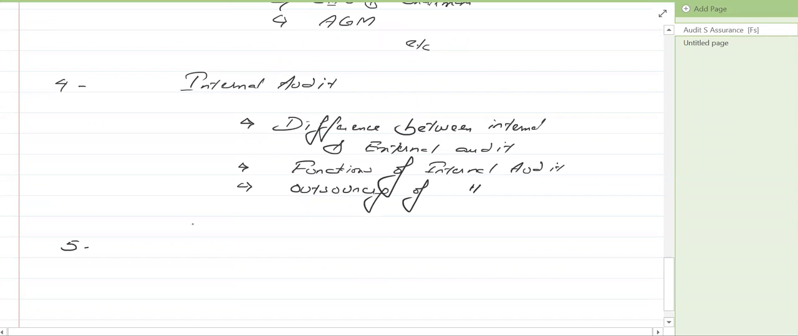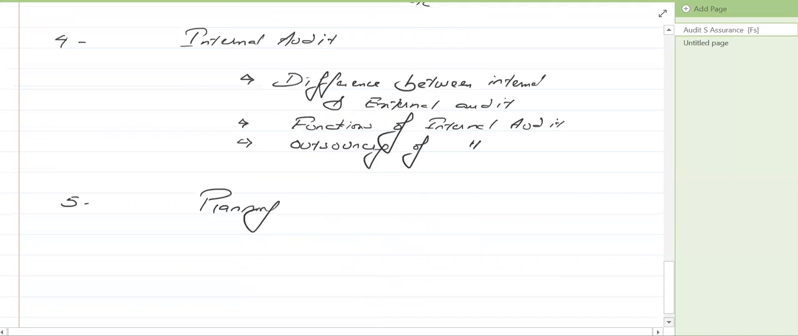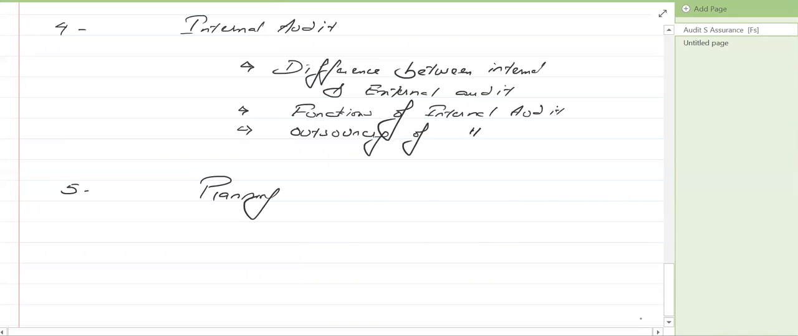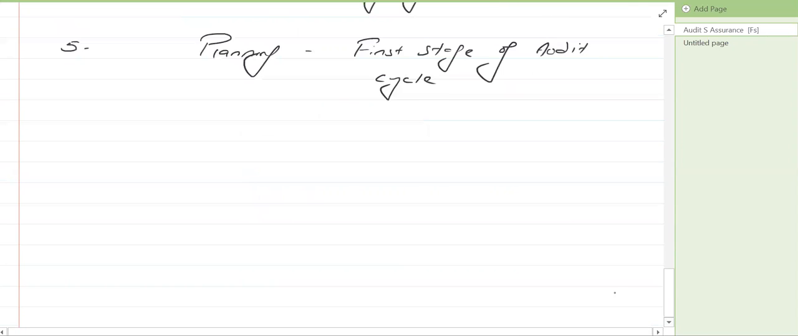The fifth chapter we will be doing is the planning. Now, whatever you are doing, like for example, have you seen the cricket matches? When it starts, all the team gathered in a round circle and they are discussing something. So they are actually making a plan that how to go with this team. Similarly, if you are starting a business, you make a business plan first. Whatever you are doing, the first stage of that process is actually the planning. Similarly, when you are doing the audit, so the first stage of the audit cycle is planning. Whenever you are doing the audit, the first thing you will be doing is the planning.